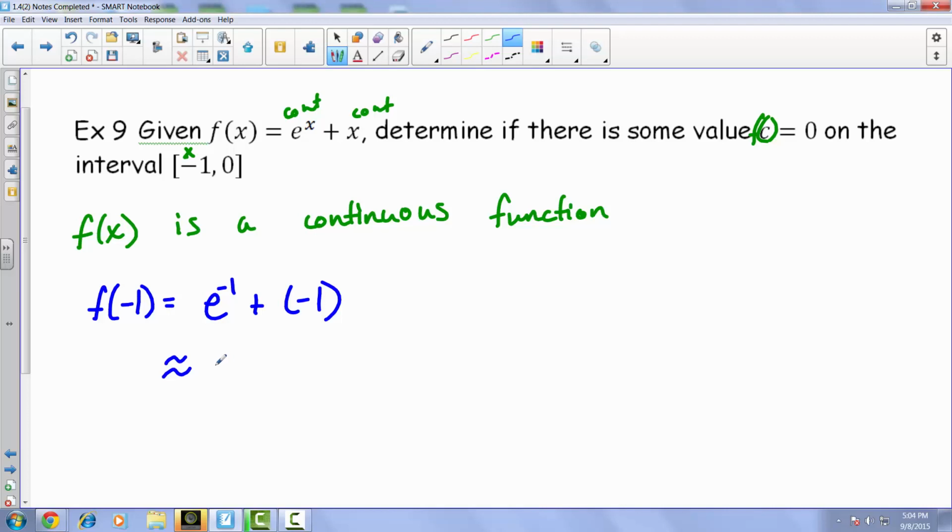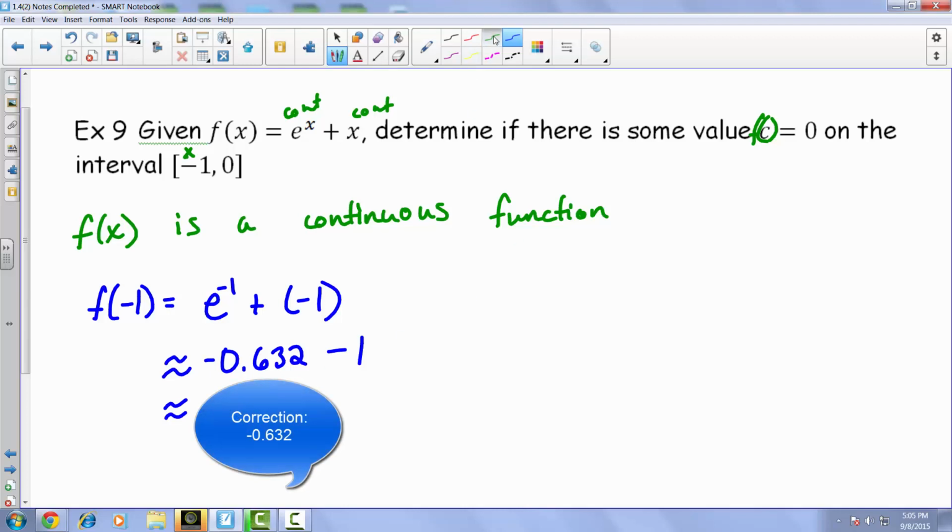e to the -1 comes out to be about 0.368. Then we have -1, which comes out to be about -0.632.